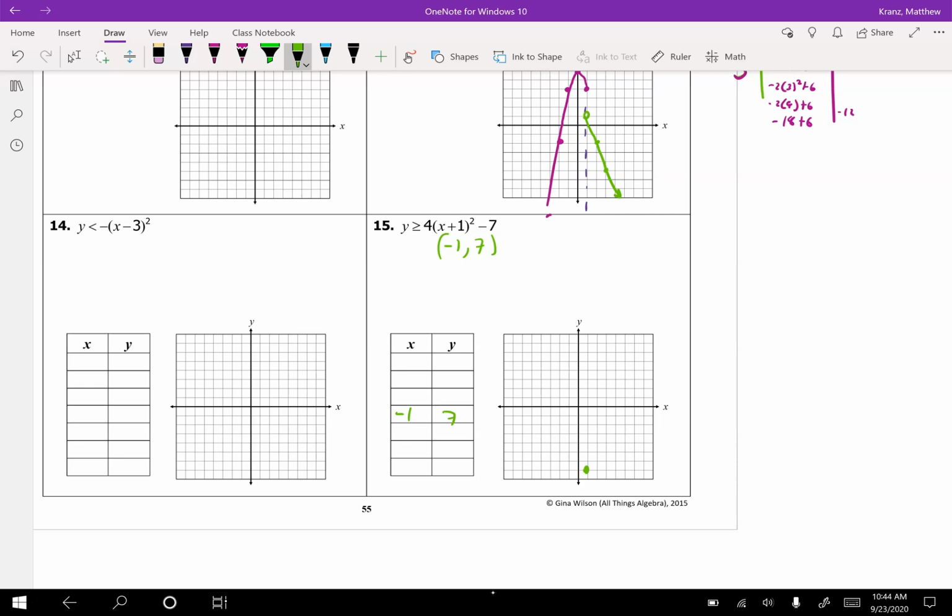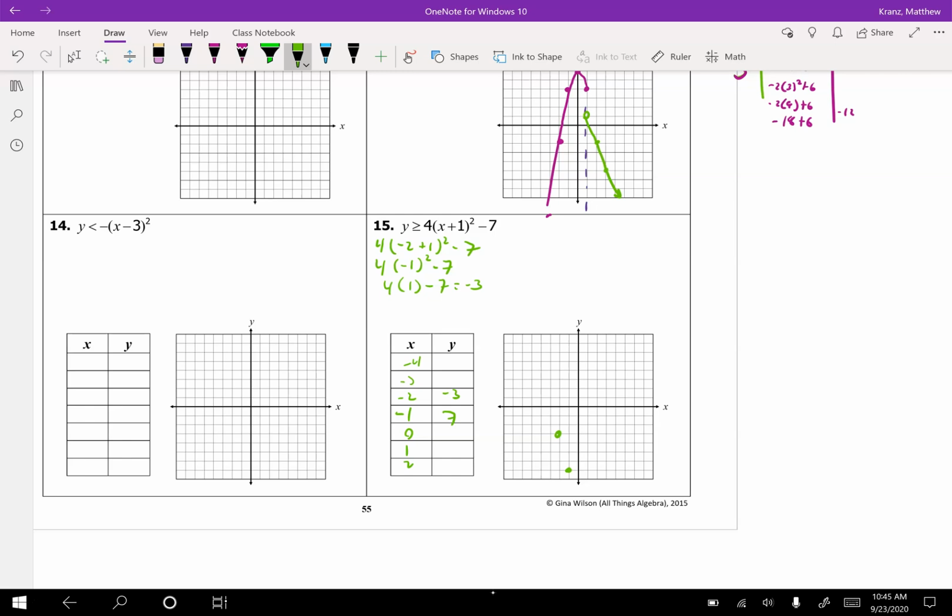Now, we go ahead and graph the rest. All right, so now I'm going to have -2, -3, -4, 0, 1, and 2. So if I use my -2: 4 times -2 plus 1, all squared, minus 7. 4 times -1 squared minus 7. So 4 times 1 minus 7. 4 times 1 is 4, minus 7 gives me a -3. So that's a -3. I put that on the wrong side. So I have -2, -3. So -2, -3 is right there.